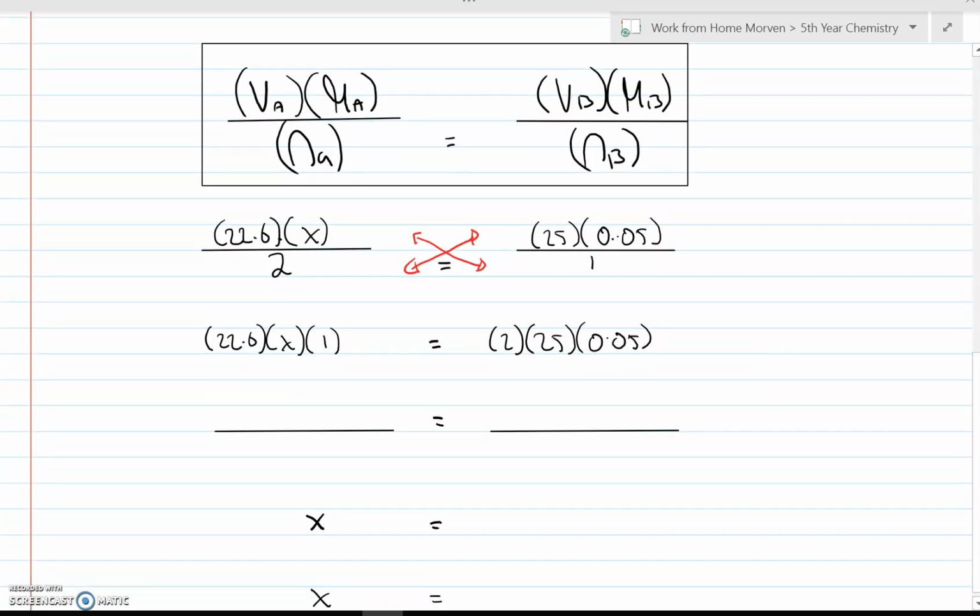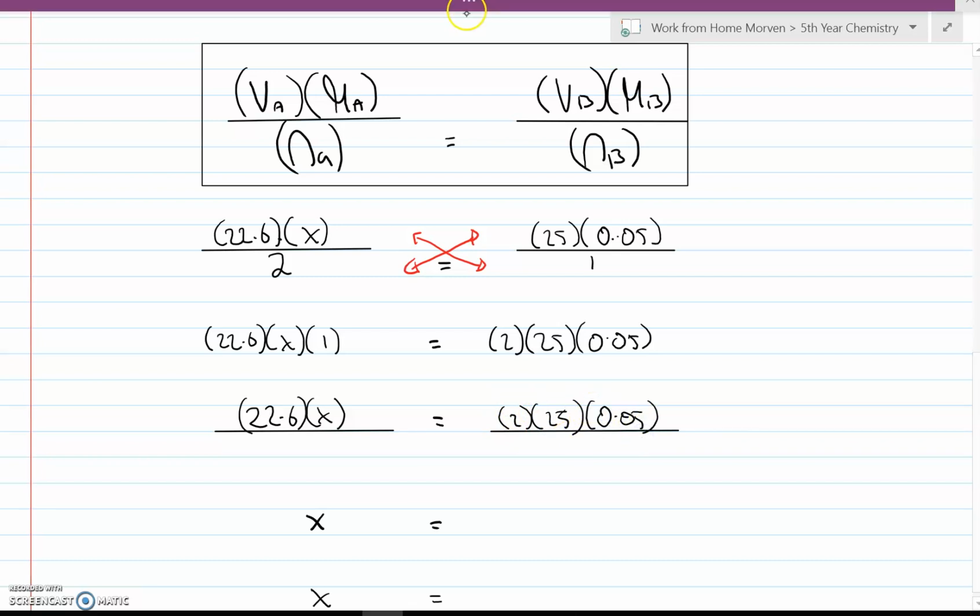Okay, so now that's going to give me 22.6 times X. The 1 there, we'll just get rid of the 1s because this is going to keep it the same, equals 2 times 25 times 0.05. Now, as we said, the whole purpose of this is to try and isolate the X.